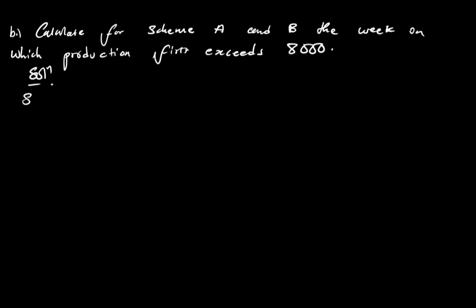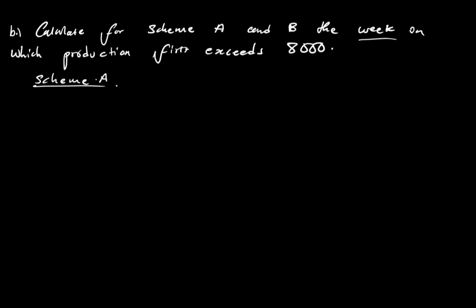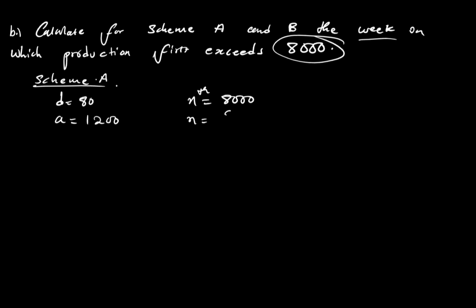Now, under the first scheme A. All right, so under the first scheme, we need to understand that production increased by 80, which means that the difference is 80. But the first production amount was 1,200. Now, since we're looking for the week in question, we need to find the week in which the production was 8,000. So we need to find the week in which the nth term was 8,000. So we now just need to find the week, which is the value of n.